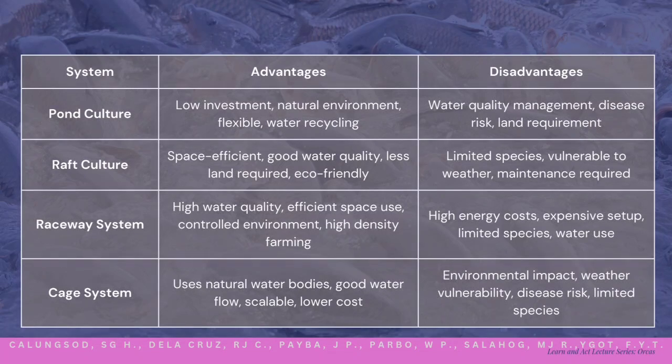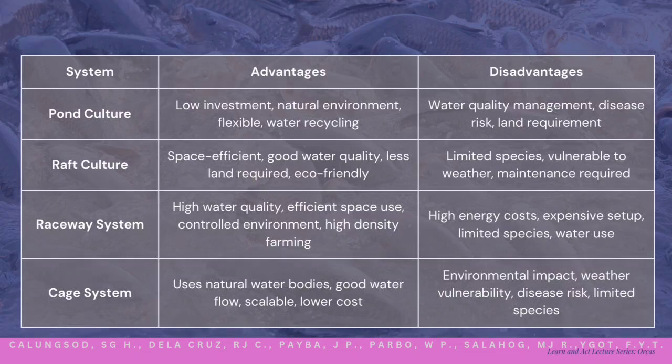And for our disadvantages, we have the land intensive. Ponds require large areas of land. Second, we have the environmental impact. If not properly managed, nutrient buildup and waste can harm the surrounding ecosystem. Third, we have the high labor cost. Managing the pond and maintaining water quality can be labor intensive.